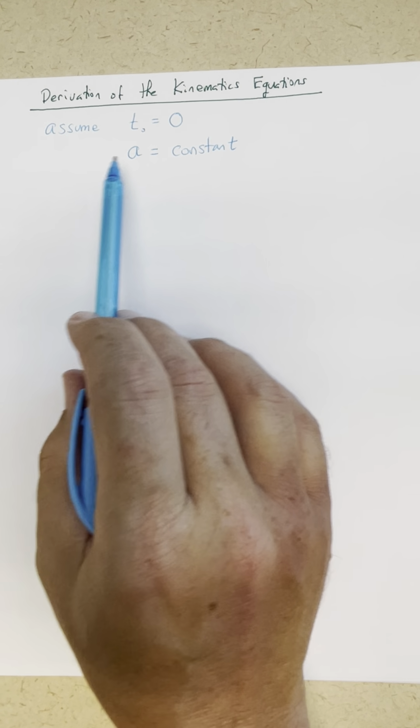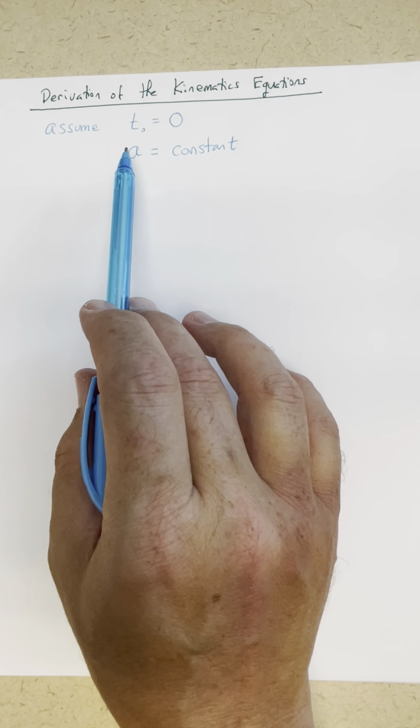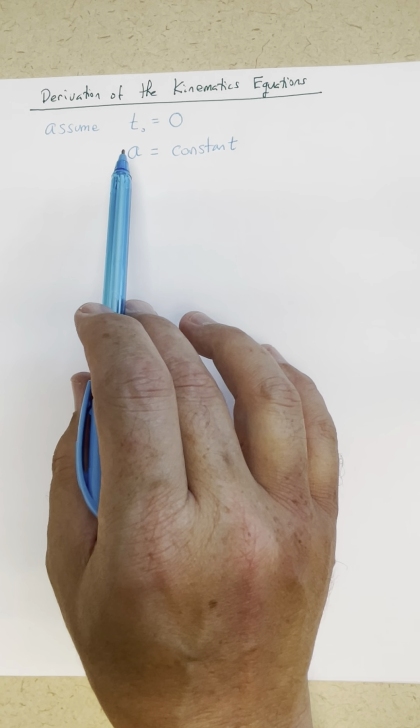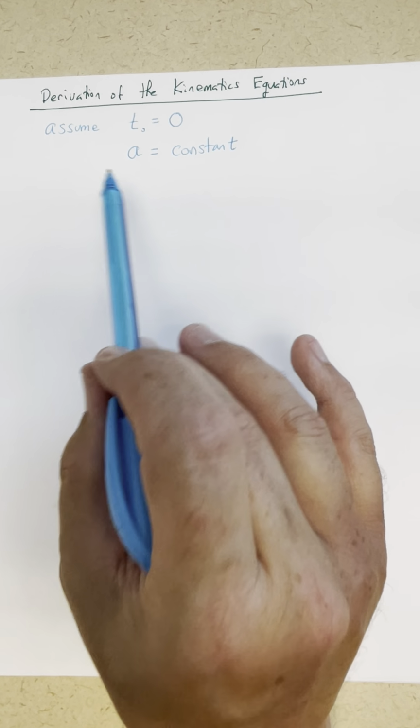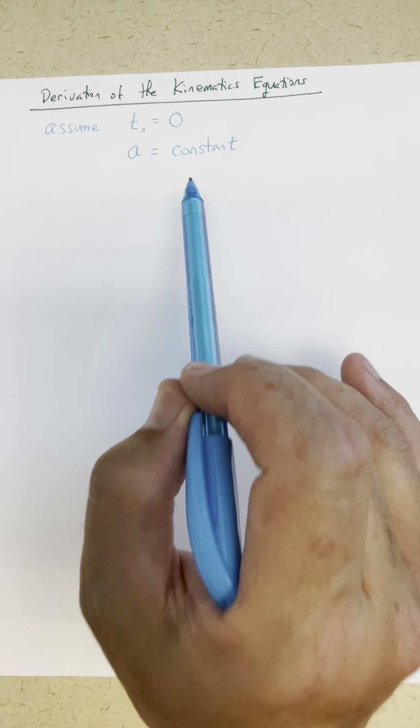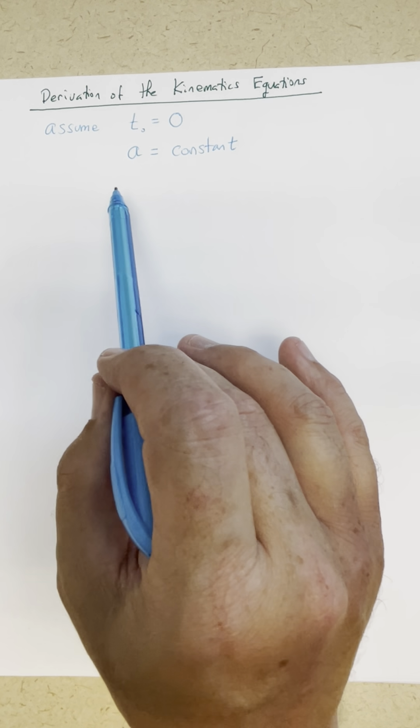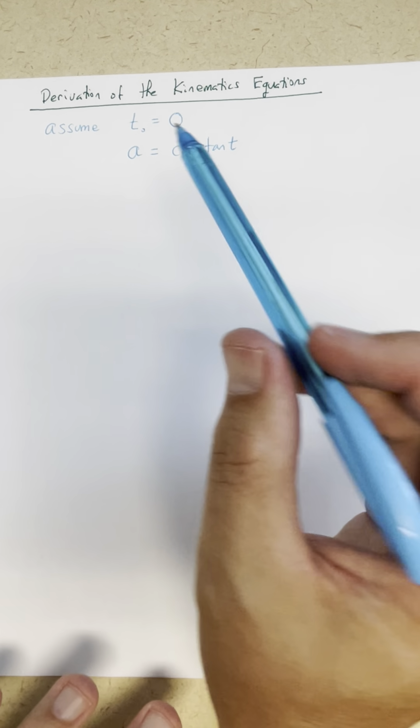I'm going to go through and, as a supplement, do a quick little derivation of the 5 kinematics equations in one spatial dimension that we'll be using. Let's see where they come from and what they mean. I'm going to assume that the time when we start our clocks is 0. And for the kinematics equations, the acceleration is a constant. So it's not changing with time.